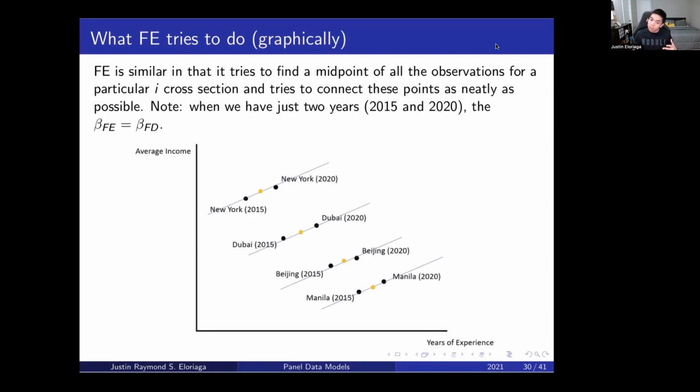I think it's clear to say that these panel data models think very differently than an OLS that will just try to lump everything into one big blob.